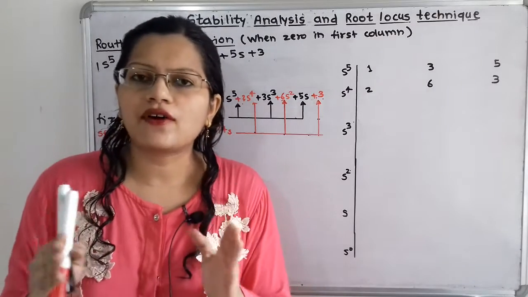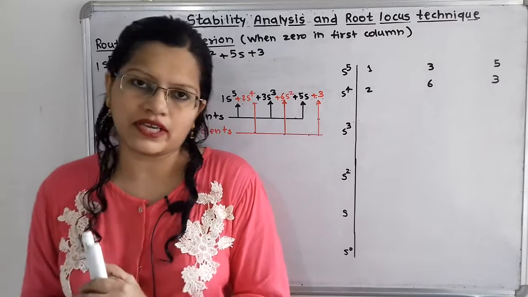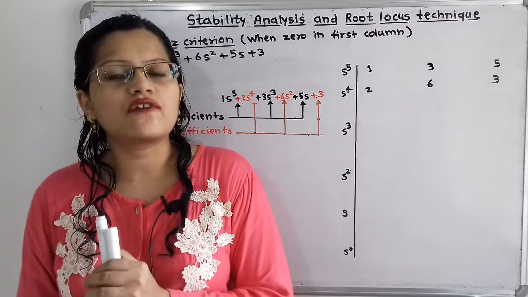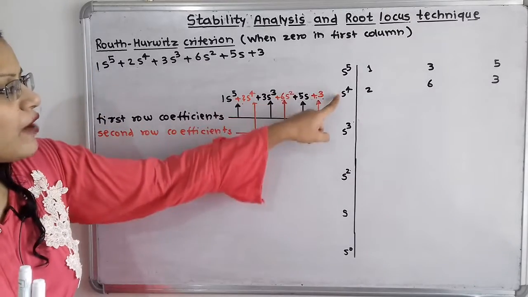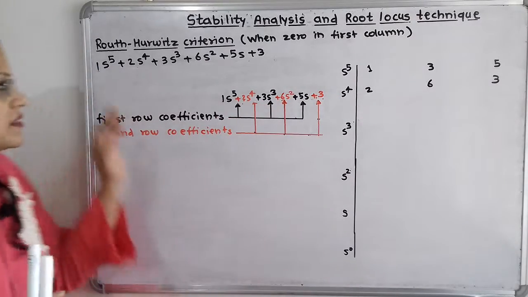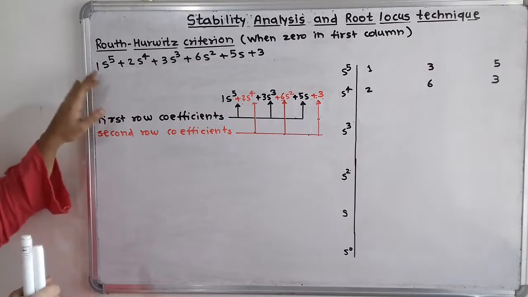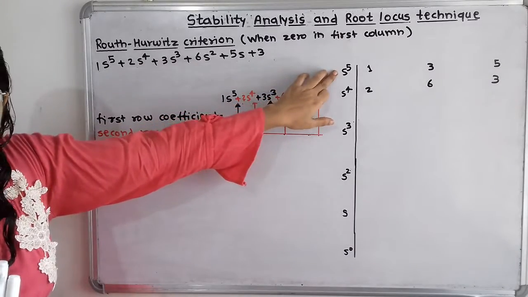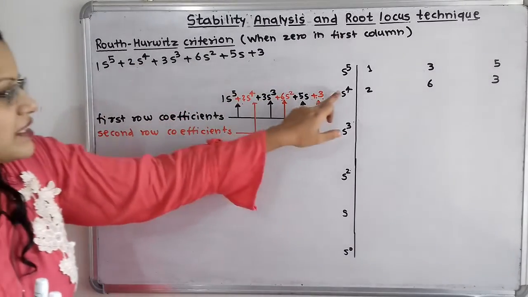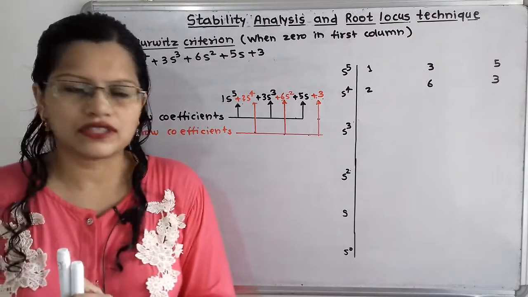So what is the first step? The first step is the formation of the Routh array. For the formation of the Routh array, we have to take one vertical line and plot some numbers here. This is the higher order equation. Now, we take first s raised to 5, then s raised to 4, s raised to 3, s square, s and s raised to 0.